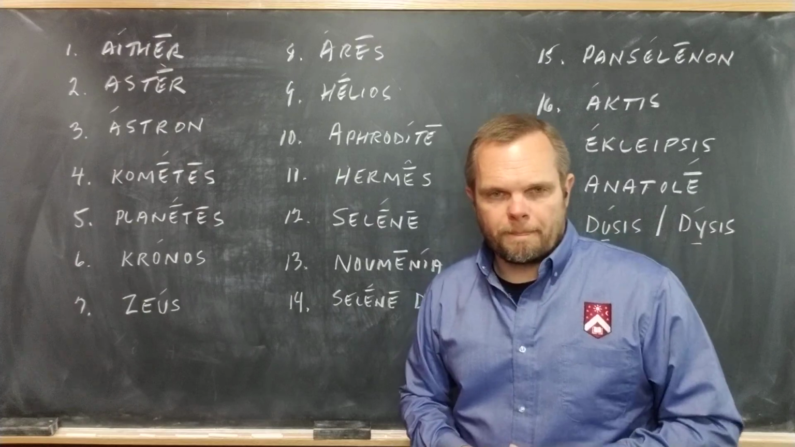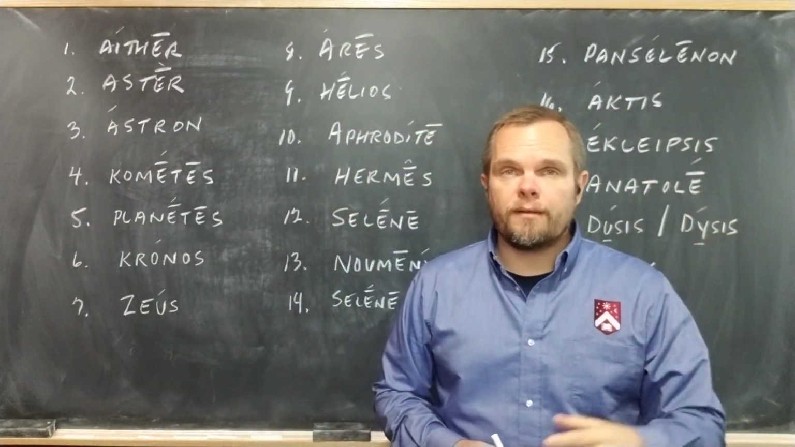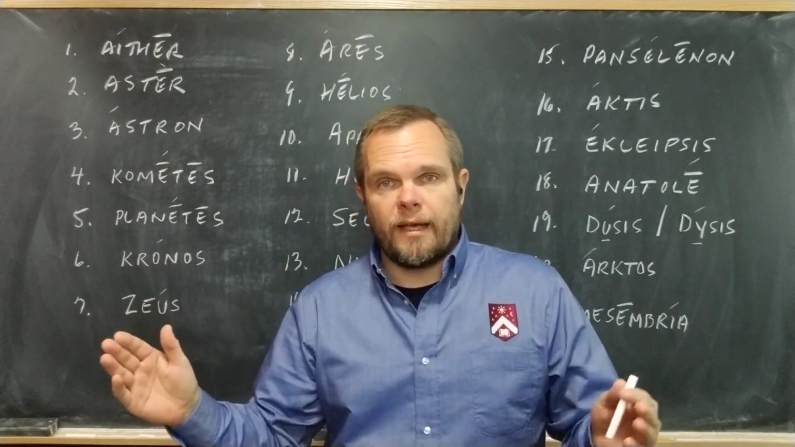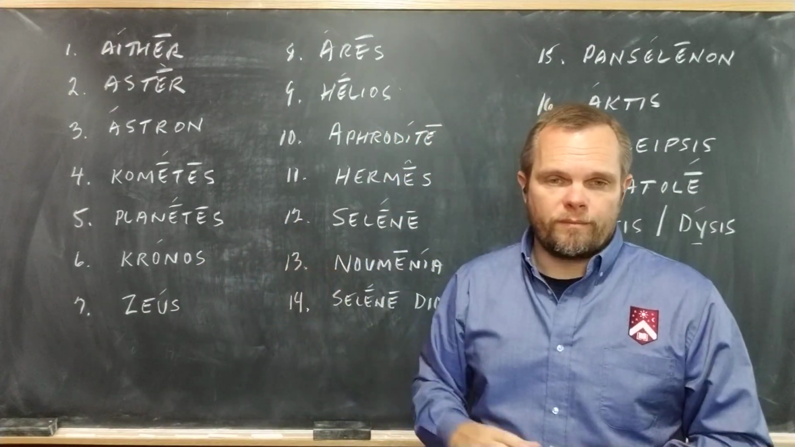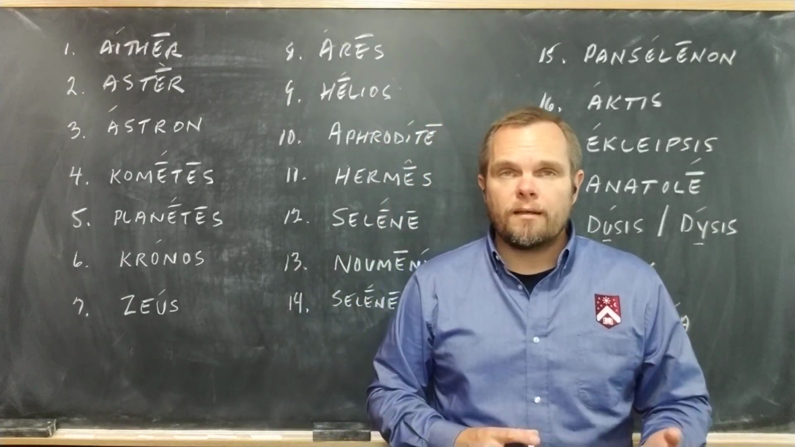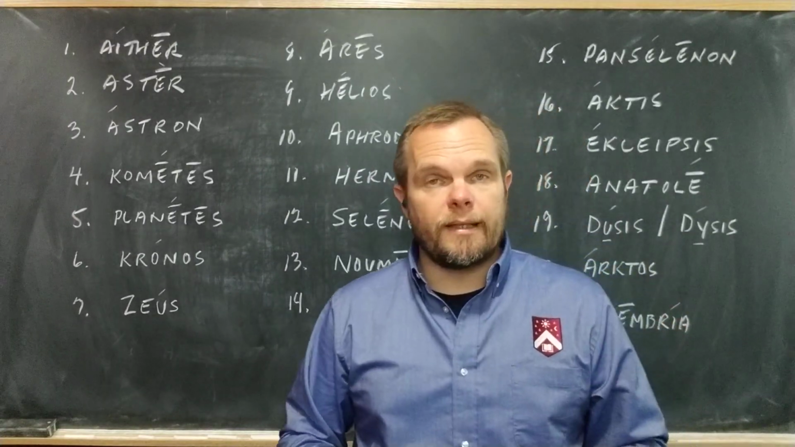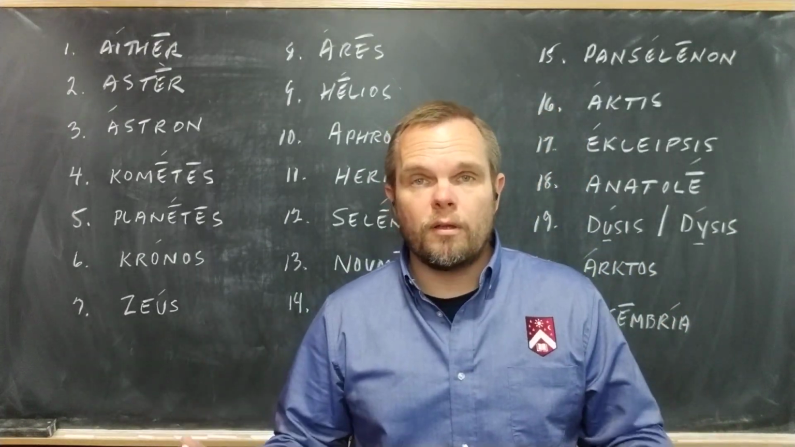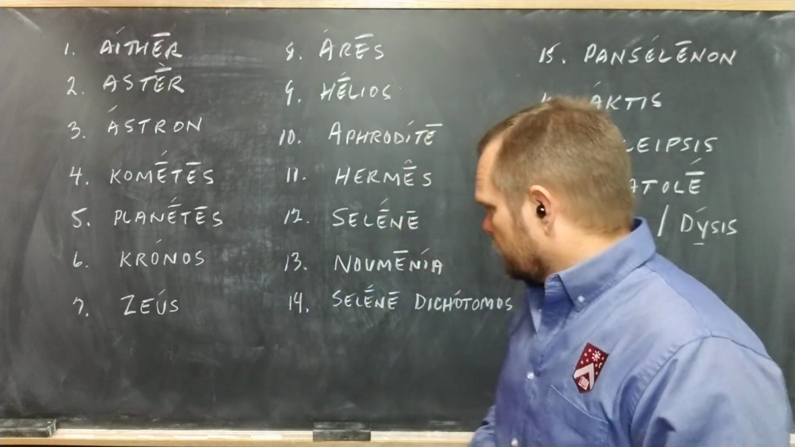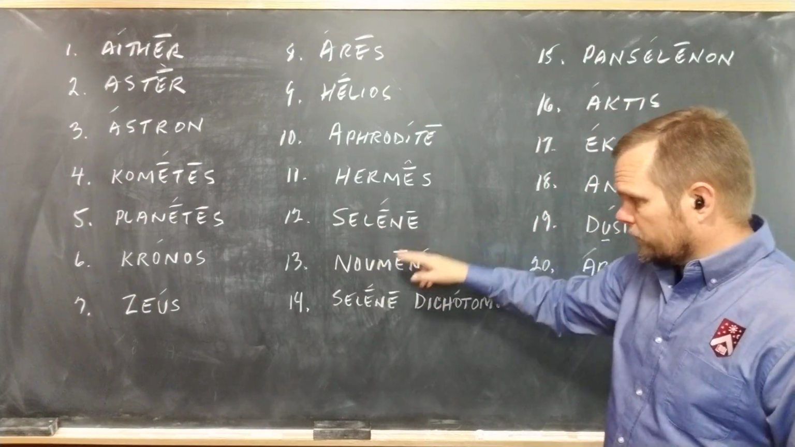Number 14 on your list is half moon. At the first quarter of the month and the third quarter of the month, only half the moon is lit, and we call that the half moon. In Latin, the name for half moon is simply luna semiplena. Luna semiplena, and that simply means the half full moon. In Greek, we have Selene, which is our name of the moon.